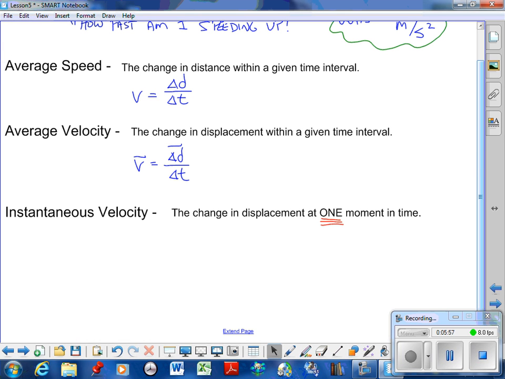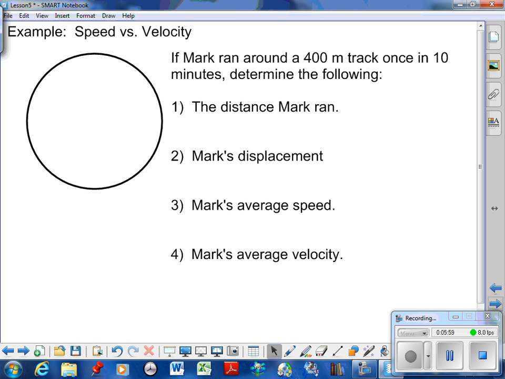As we move on, I've got an example here. So we have Mark. He's running around a 400-meter track. He does it in 10 minutes. Not overly impressive, but more my speed. Mainly just keeping the math simple here for us.